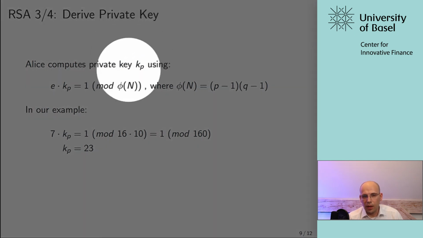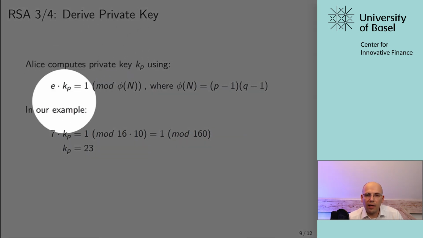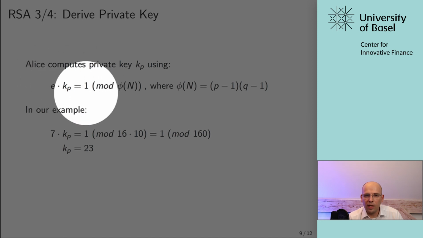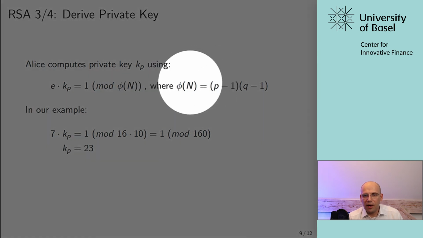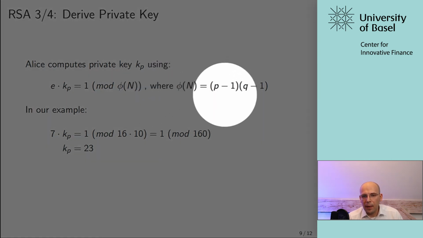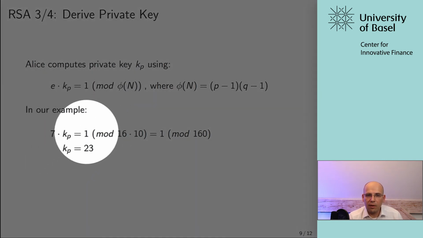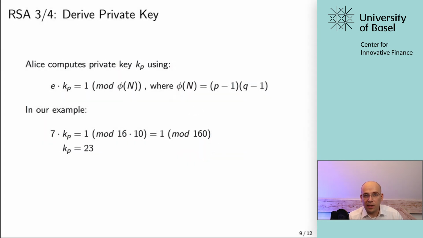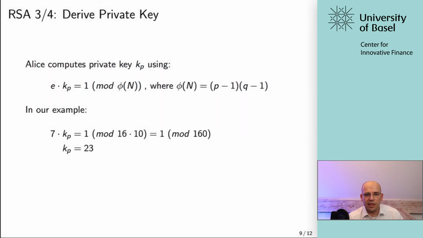She's going to compute Kp, that's the private key, and she's doing that by looking for a value Kp that times E, and we know E is 7, will lead to 1 in mod phi of n, where phi of n, as I mentioned earlier, is p minus 1 times q minus 1. So we're looking for a value Kp that will result in 1 when we compute it mod 160. So 7 times Kp must equal 1 mod 160.